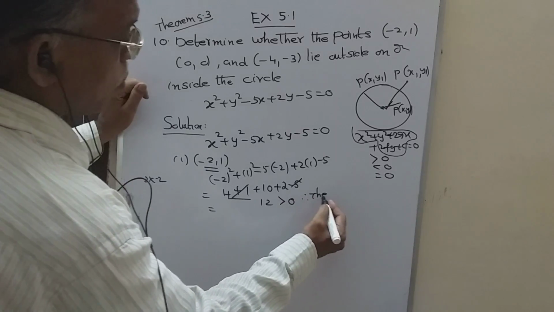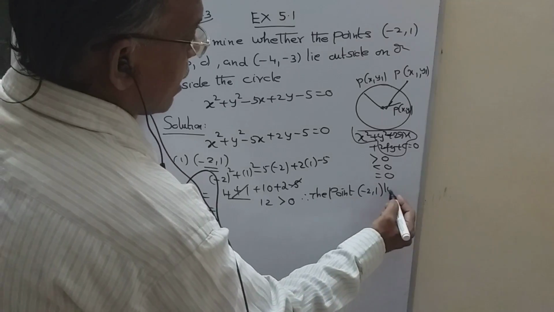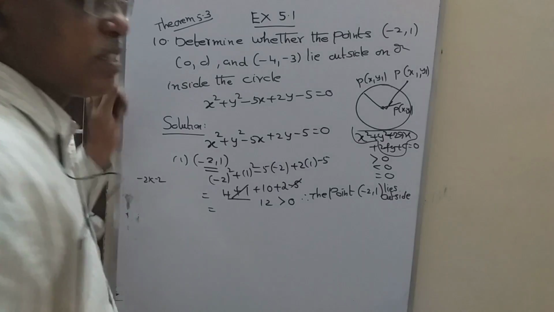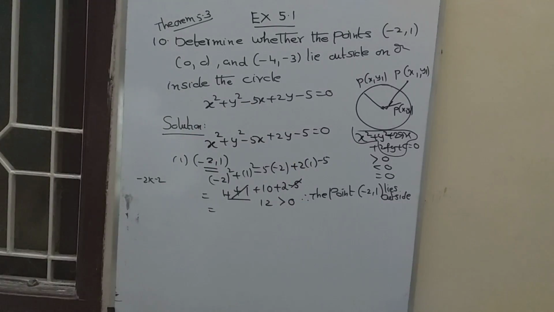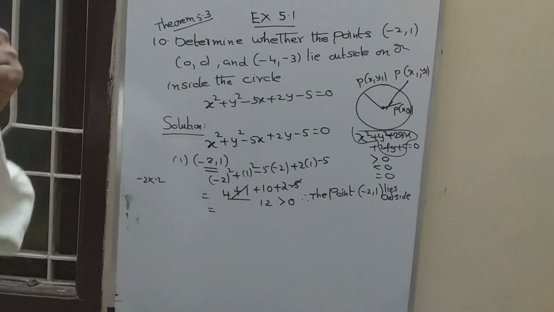Therefore, the point (-2, 1) lies outside the given circle, or outside of the circle, whatever it may be, it doesn't matter. This is based on theorem 5.3, students, in your textbook.